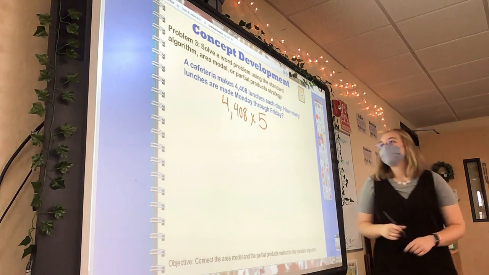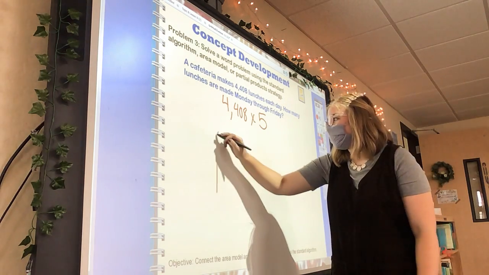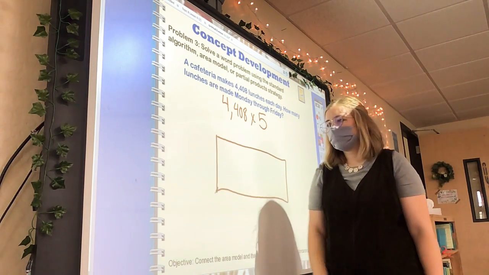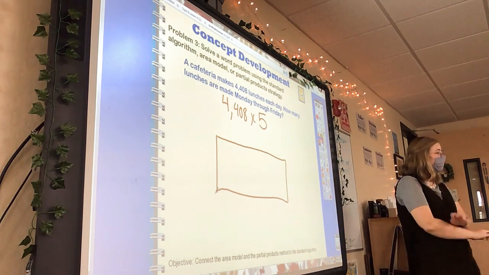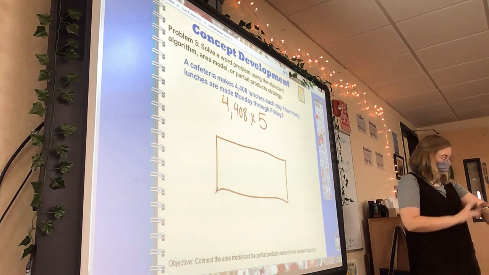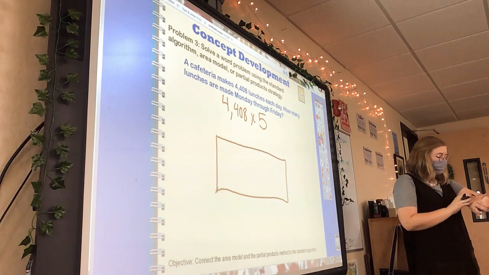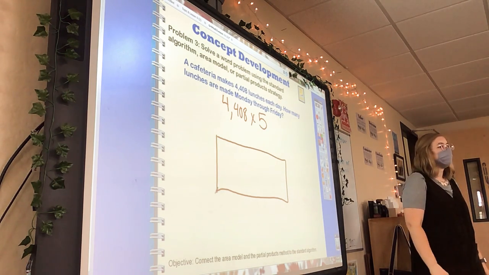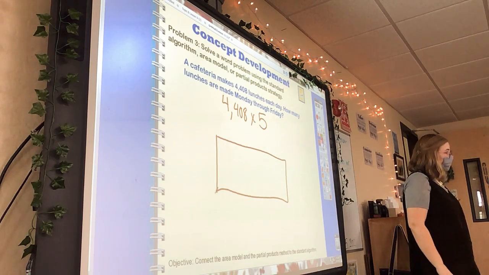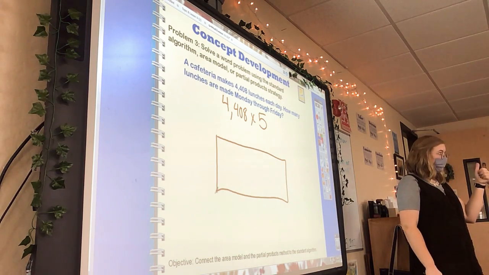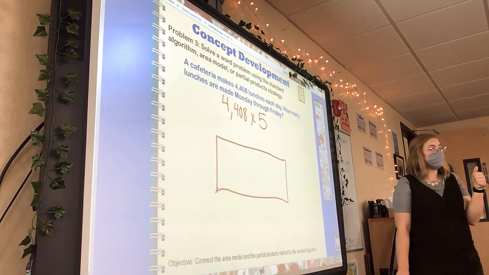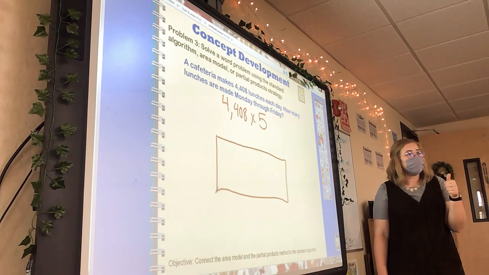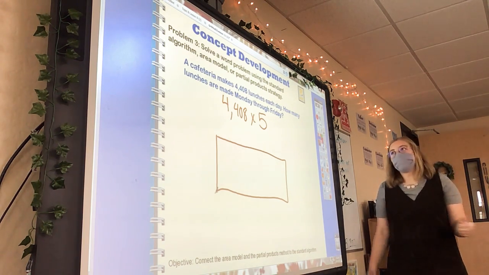Okay? And then once you do that, if you could draw a rectangle for me, that would be great. Just a rectangle. You don't need to split it up or anything, just draw a rectangle. Once you've done your rectangle, give me a thumbs up. All right. Cool. Here we go.